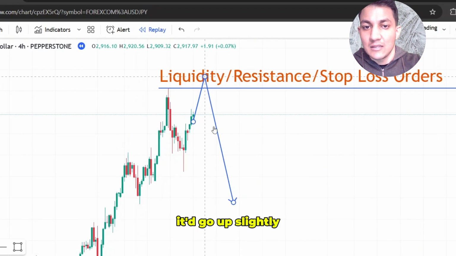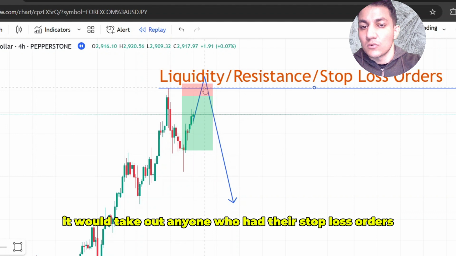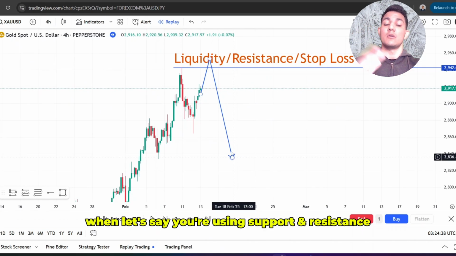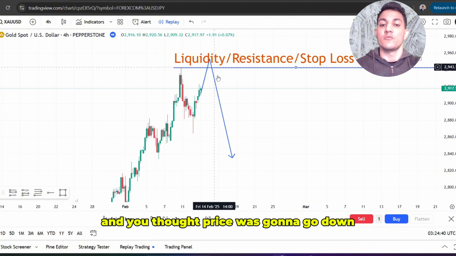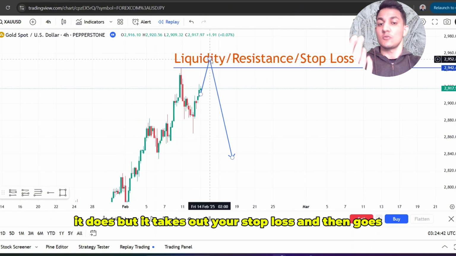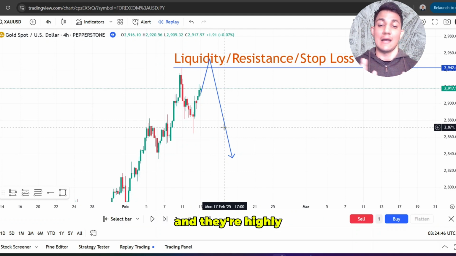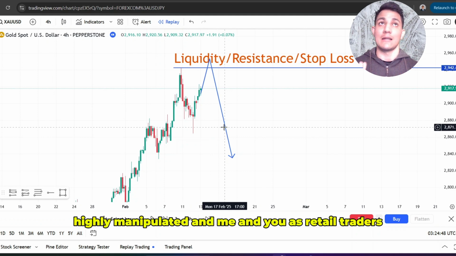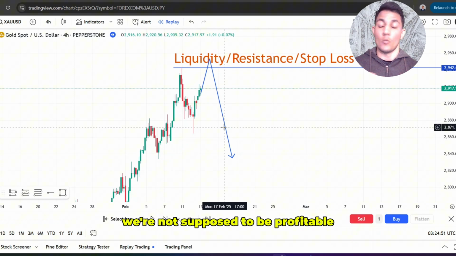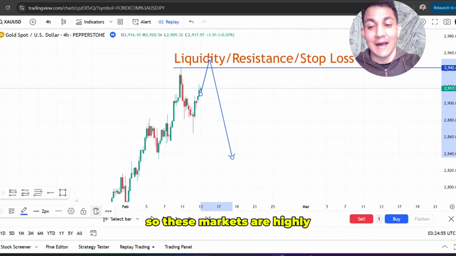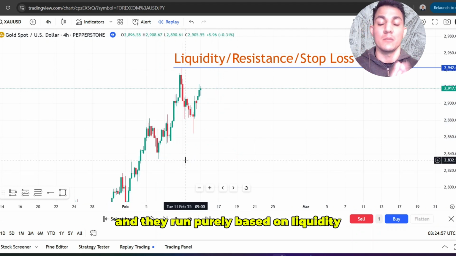It would go up slightly. It would take out anyone who had their stop loss orders here, which is a liquidity sweep, and then it would reverse. And you've probably had this all the time when, let's say, you're using support and resistance and you thought price was going to go down. It does, but it takes out your stop loss first and then goes. Because these markets only move for stop loss orders, and they're highly, highly manipulated. And me and you as retail traders, we're not supposed to be profitable. This is not for us. This is for the big boys. So these markets are highly, highly manipulated, and they run purely based on liquidity.